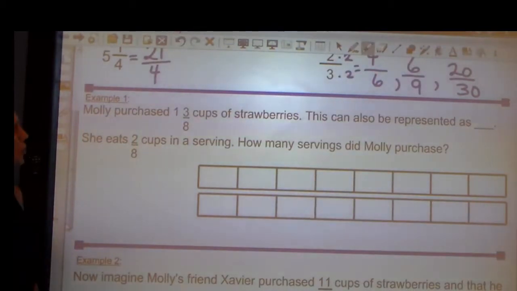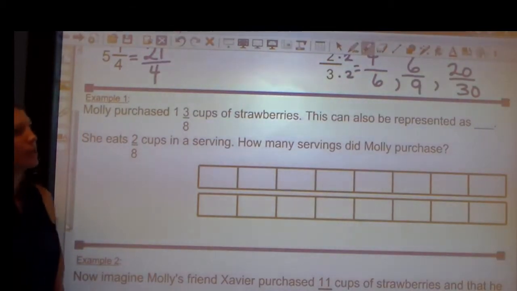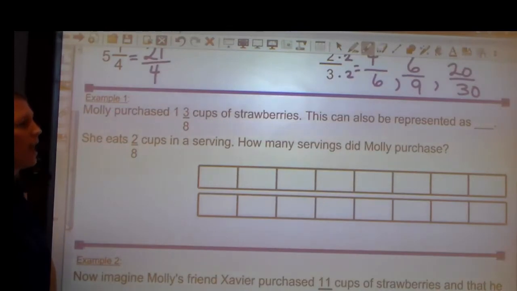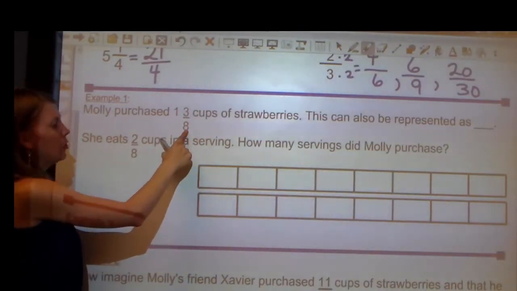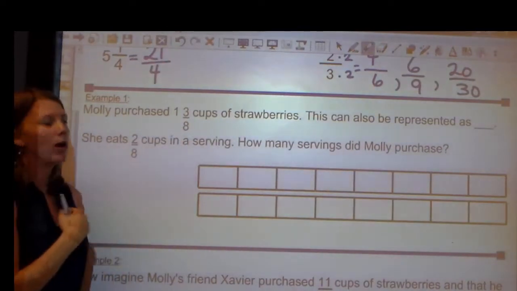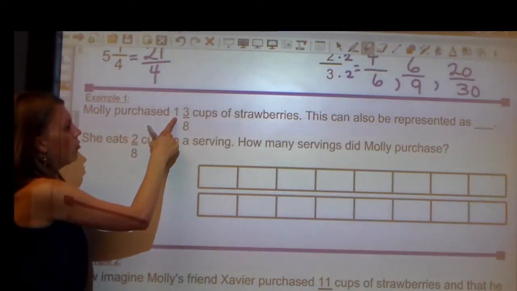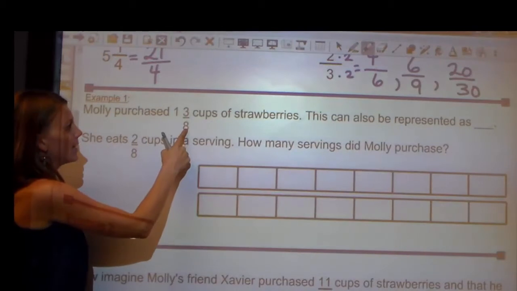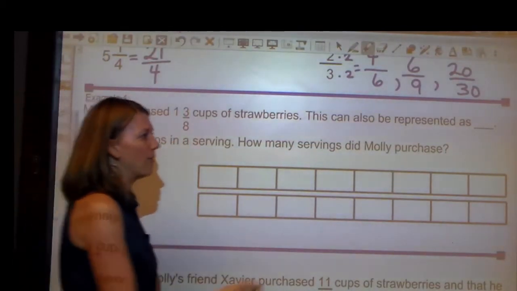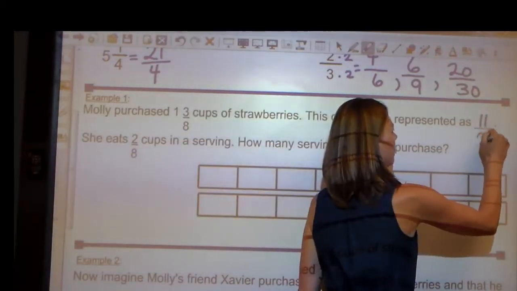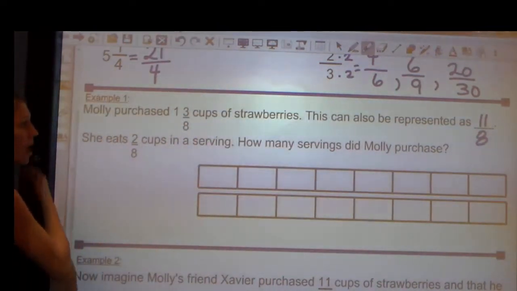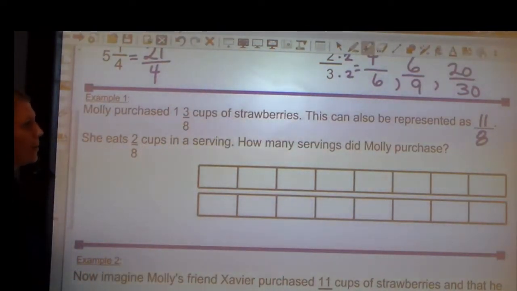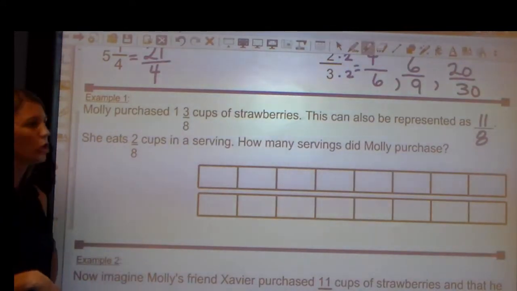Example 1. Molly purchased 1 3/8 cups of strawberries. This can also be represented as blank. So for 1 3/8, if I wanted to change this to an improper fraction, 1 whole would be 8/8, and we have 3/8 here. So together we would have 11/8. She eats 2/8 cups in a serving. So how many servings did Molly purchase?